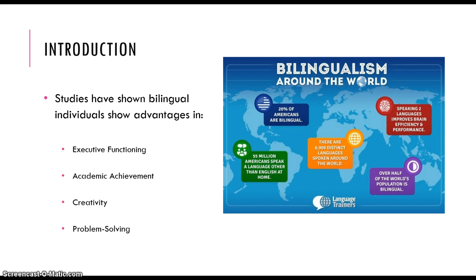Studies are showing that bilingual individuals show advantages in a variety of different areas, among which are executive functioning, academic achievement, creativity, and problem solving. As you can see in this graphic, there are some statistics here. 20% of Americans are bilingual. That percentage is fluid. Like on the first slide, it can be between 20% and 34%. That's why I feel more comfortable with the figure of 25%, kind of in the middle there. Over half the world's population is bilingual, and 55 million Americans speak a language other than English at home.